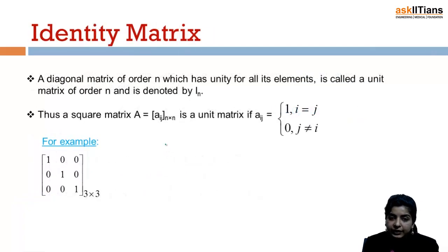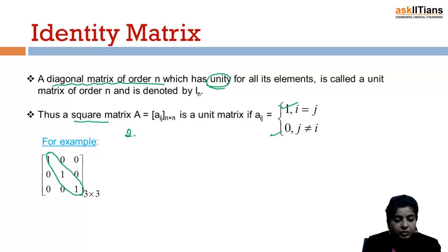Next we have is identity matrix. A diagonal matrix of order n, which has unity for all its diagonal elements, is called an identity or a unit matrix of order n, obviously, right? So mathematically we can say a square matrix again is an identity matrix if Aij is 1 whenever i is equal to j and 0 whenever i is not equal to j. So again non-diagonal elements have to be zeros, while the diagonal elements have to be 1, specifically 1. Then the matrix is termed as identity matrix.